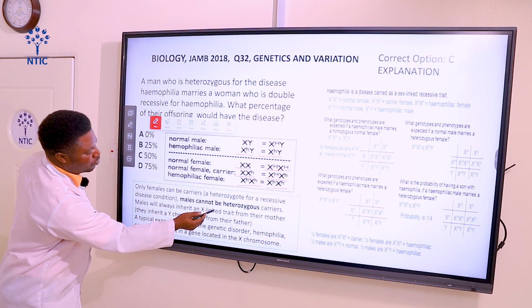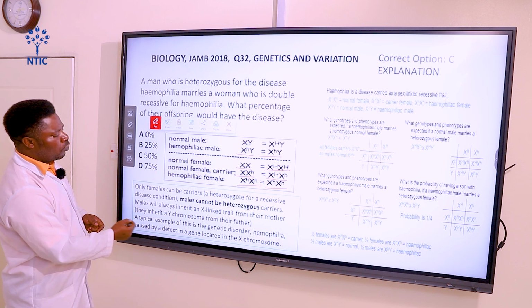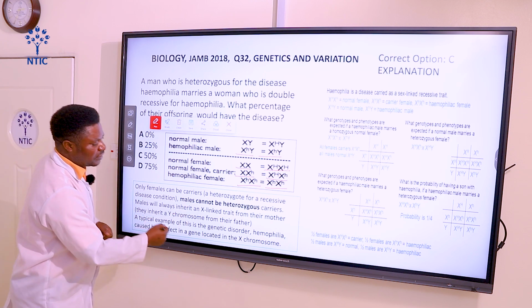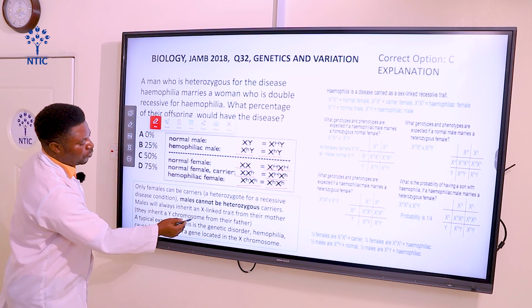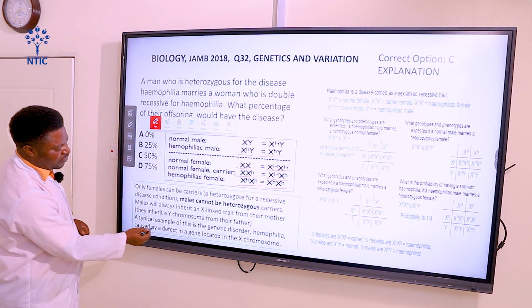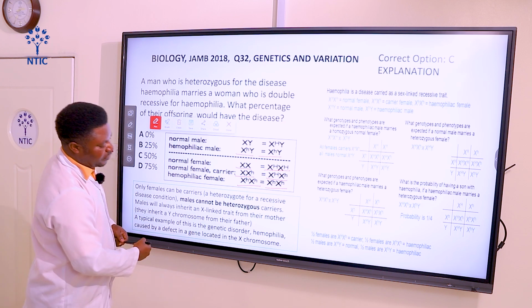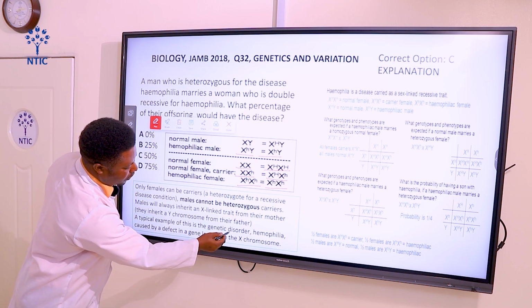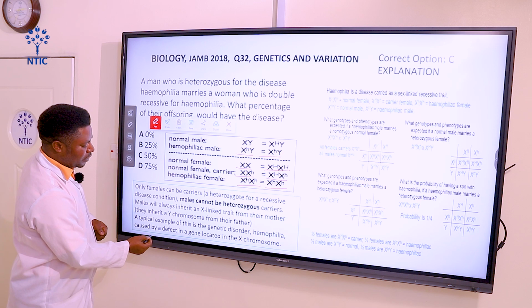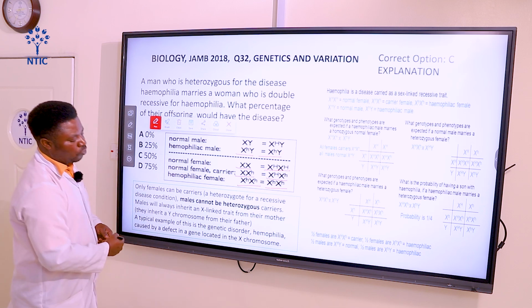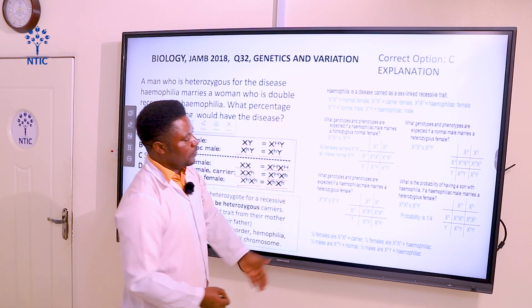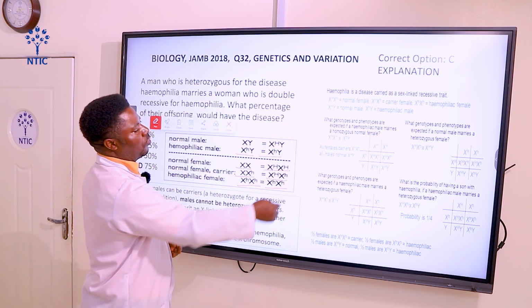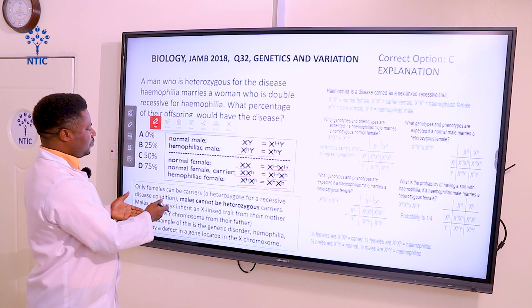Males cannot be heterozygous carriers. A male will always inherit an X-linked trait from his mother. They inherit a Y chromosome from their father. A typical example of this is the genetic disorder hemophilia, caused by a defect in a gene located in the X chromosome. If you look over here, you also see an illustration of this.